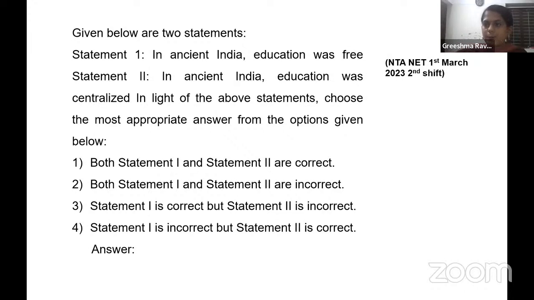Under UGC, there are certain rules. Universities have to follow rules. Each institution under a university has to follow their own rules. But when we compare it with the early system, it wasn't centralized. Each institution or ashram or gurukul has their own way, their own syllabus, their approach, and how to teach, whom to teach, they can decide that. So it is not a centralized way. So what is the answer? Option 3. Statement 1 is correct, but statement 2 is incorrect. Okay.